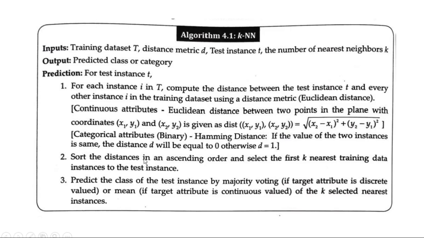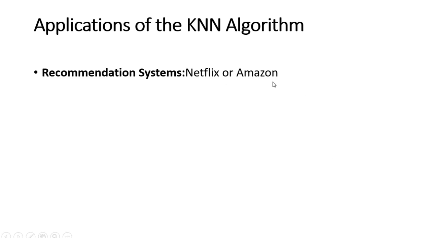Now in step 2, sort the distances. We find the distances from the test instance to all the data points, then sort the distances in ascending order, and select the first k nearest training data instances to the test instance. Suppose k is equal to 3, I would select the first 3 data instances, that means the 3 with the smallest distance from the test instance to the training data. Then based upon that we predict the class. How do you predict the class? By majority voting.